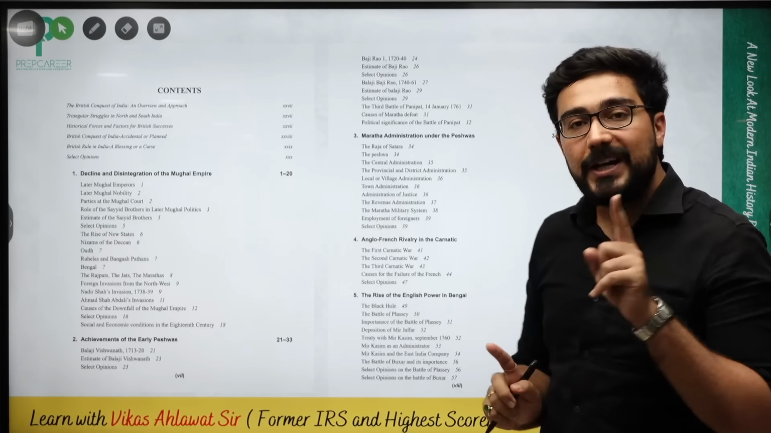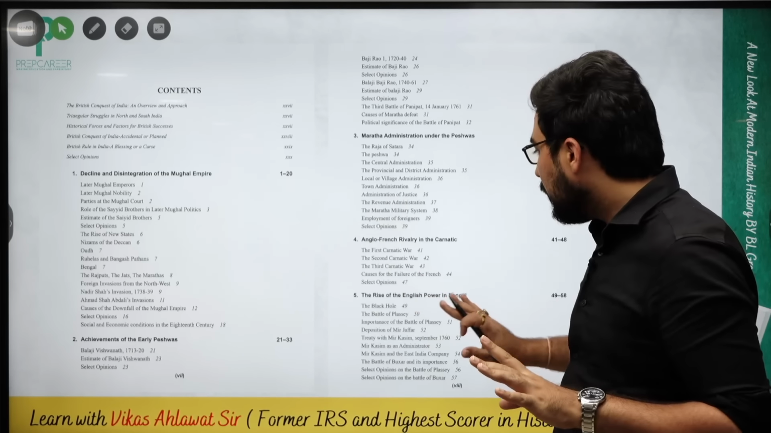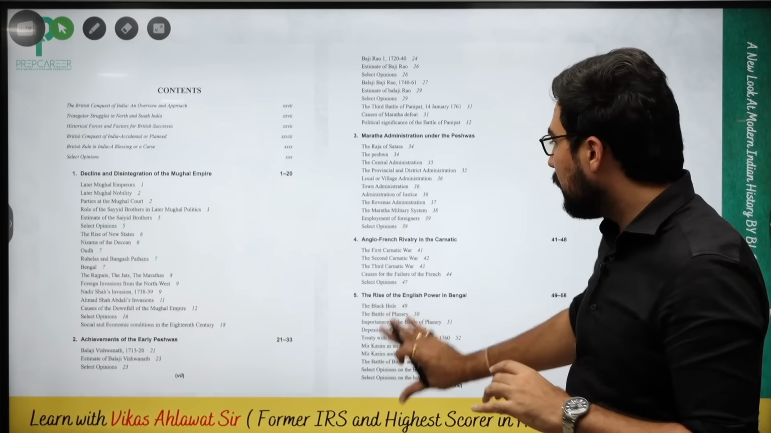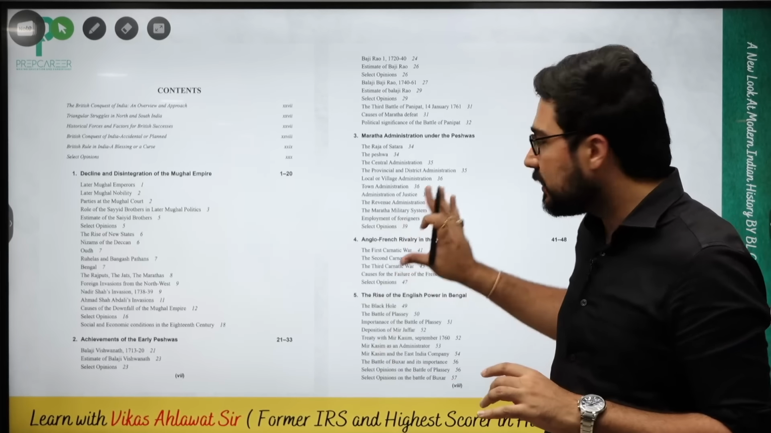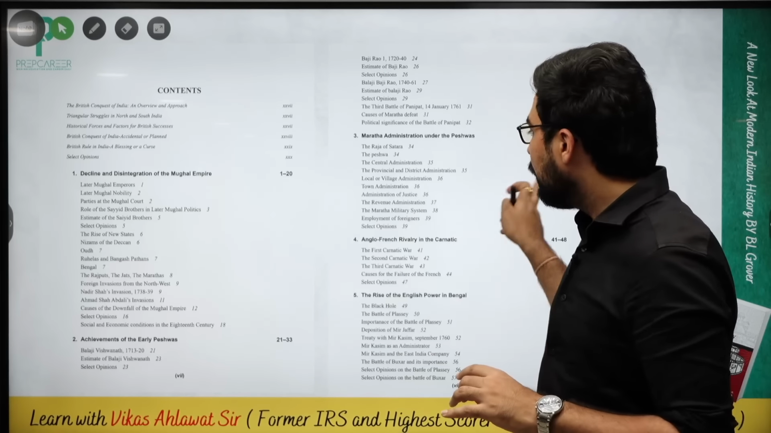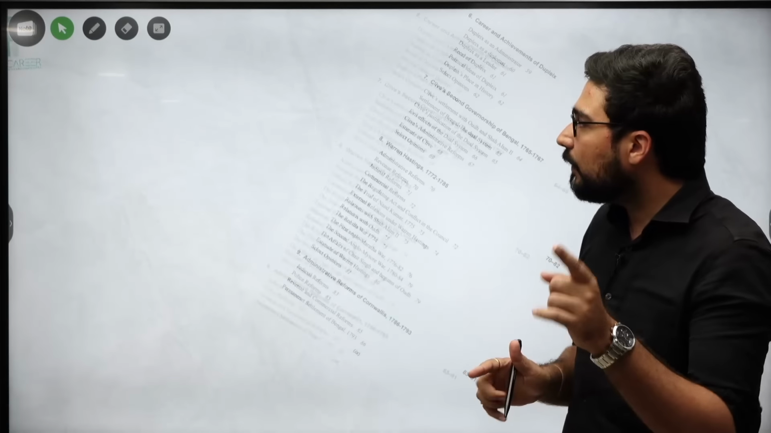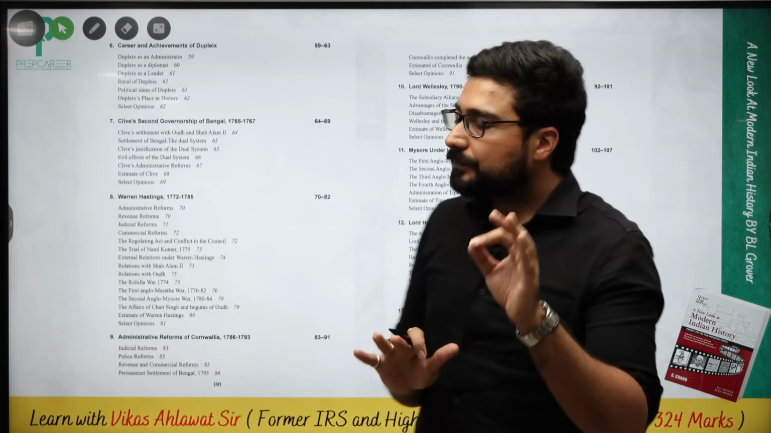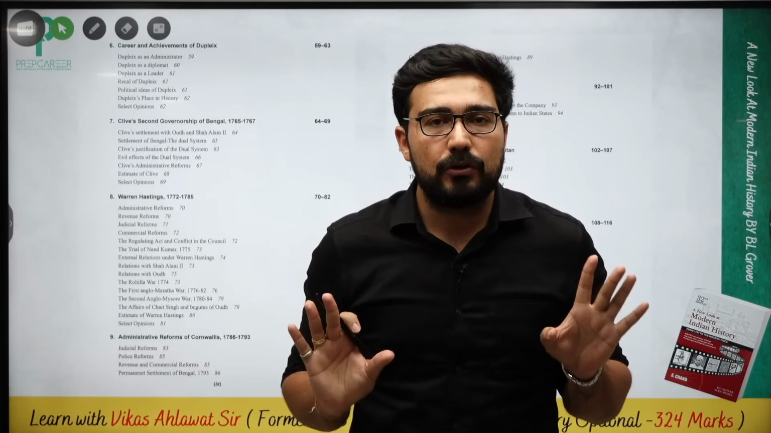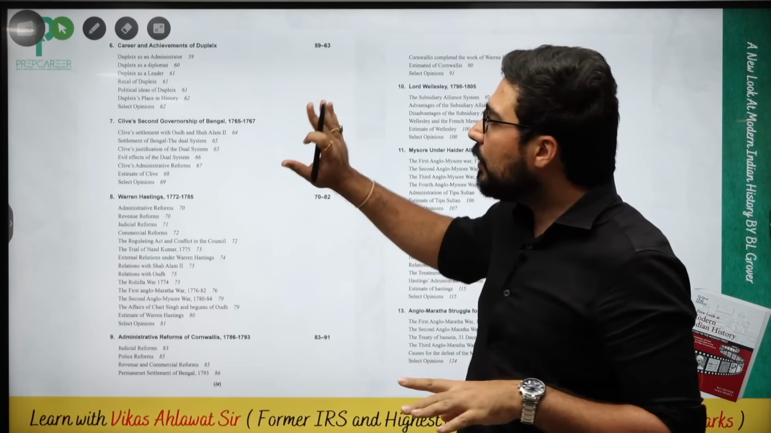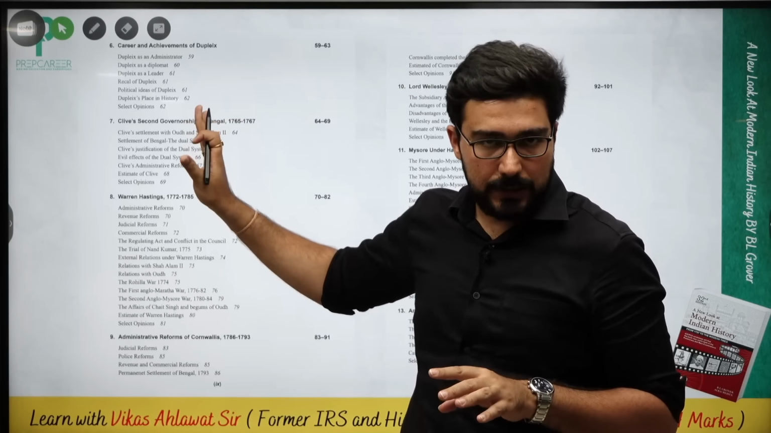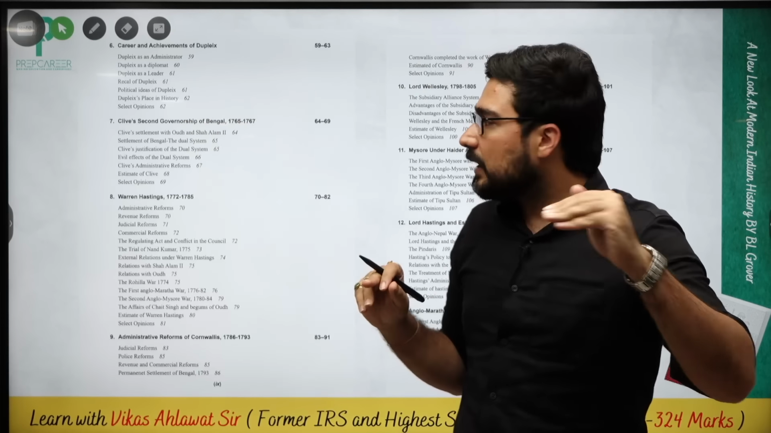Chapters 4 and 5 are very important. Buxar as well as Plassey are both given in chapter number 5. Maximum priority should be given to this, as well as the fight between the English and French. So 4 and 5 are very important. Chapter 6, I'll just pick a few points on Dupleix, positive and negative. Don't read too much. Don't go too much into this. Only the surface level will work.